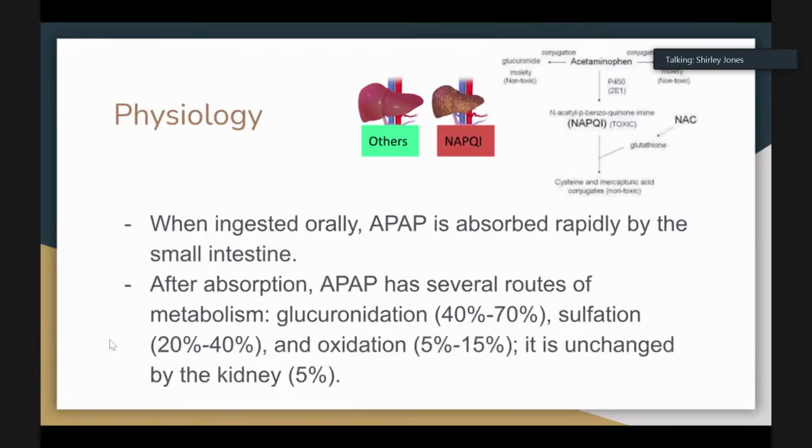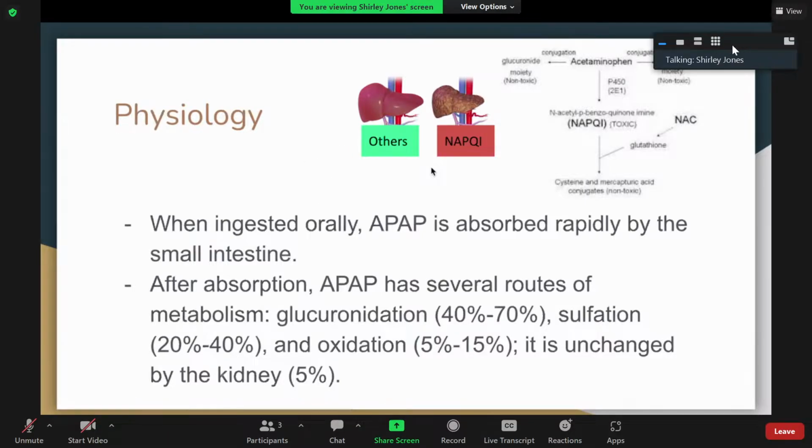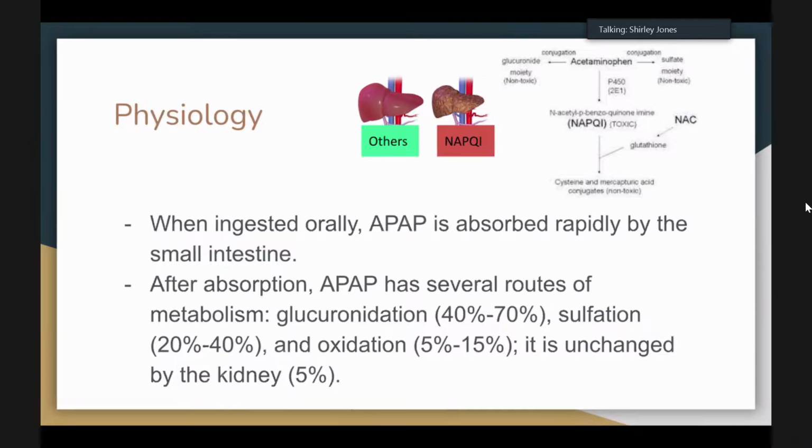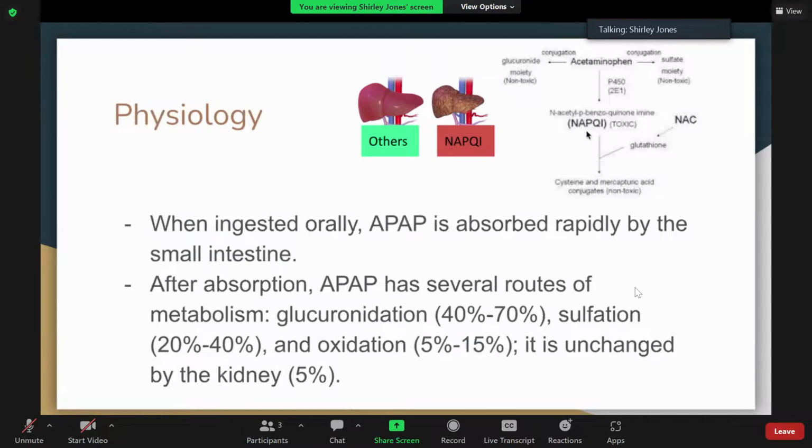So for physiology, Tylenol metabolism is important in the toxicity. When it's ingested orally, Tylenol is absorbed rapidly by the small intestine. After absorption, it goes through multiple routes of metabolism. Most of it goes through glucuronidation over here, and then the next most goes through sulfation over here. And then a very small amount goes through oxidation through the P450 pathway, and it turns into this substance called NAPQI, which is toxic.